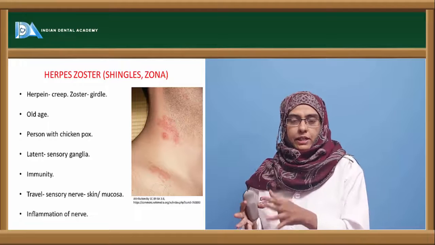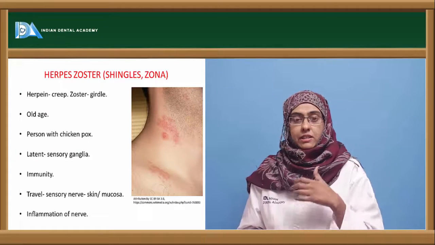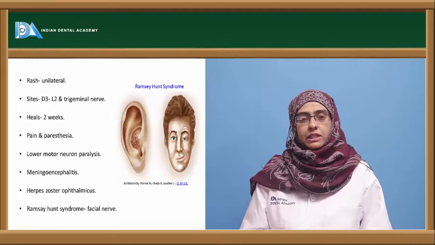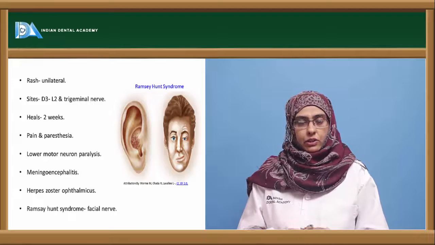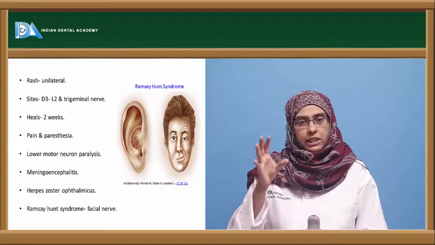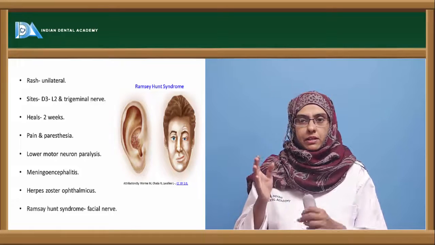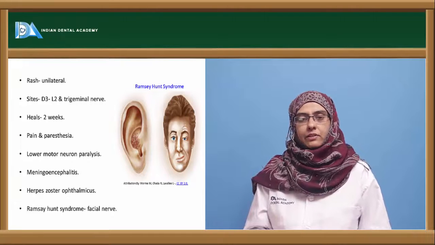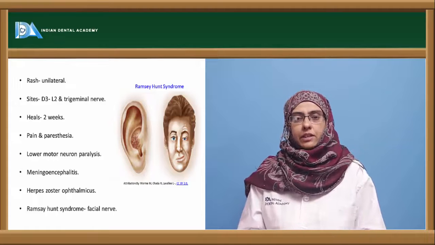In this infection, it is preceded by inflammation of the nerve, and hence the lesions are more painful when compared to the primary infection. The rash is usually unilateral in nature and self-limited, and usually involves the area where the organism survives in the sensory ganglion. The sites mostly preferred by the organism are D3, L2, and the trigeminal nerve, mostly involving the ophthalmic branch. This disease usually heals within 2 weeks, but the person can have pain and paresthesia even after recovery from the infection.